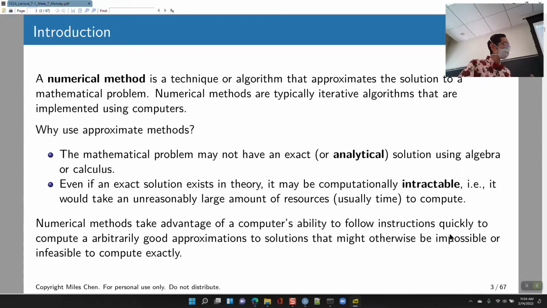But that lends itself to numeric methods, where we try to get approximate solutions to mathematical problems. A lot of times there might be some math problem where there's not an exact solution, or it's hard to get an exact solution using algebra or calculus. And at other times there is an exact solution, but computationally it's really, really hard to work out that answer, or might require an unreasonable amount of resources to compute.